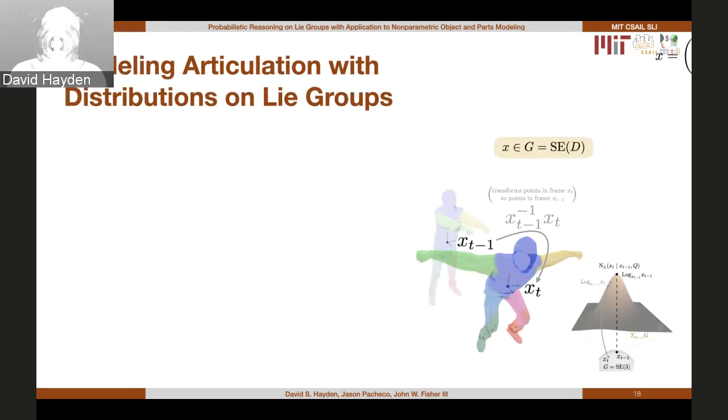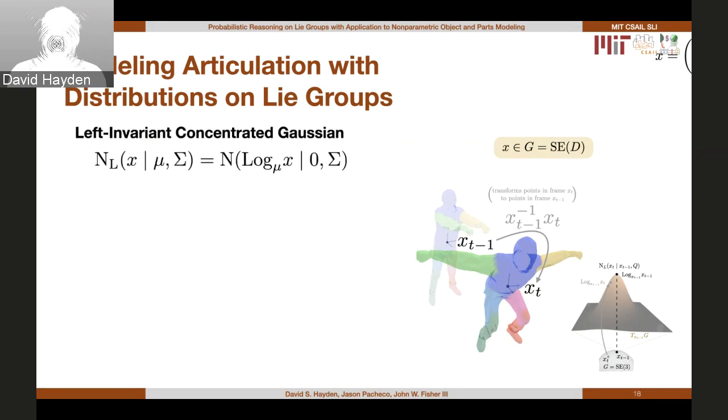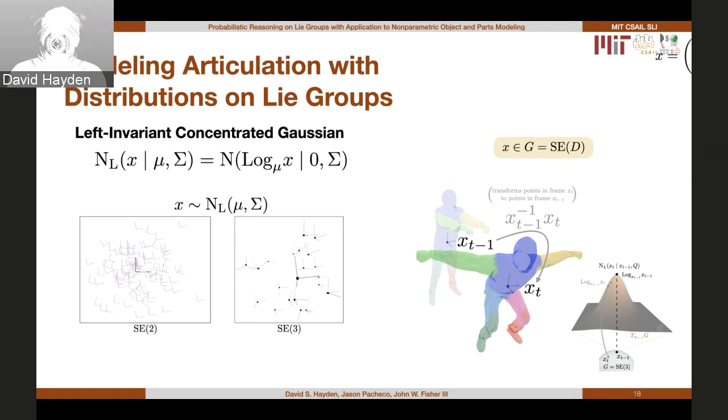So in particular, the Lie group that we care about, we signify as this capital G, and elements of capital G_X specifically belong to either SE2 or SE3, depending on whether our observation model is 2D or 3D. We're going to define this left invariant concentrated Gaussian, which is effectively a Gaussian distribution with support on this Lie group, this space of rotations and translations. And that distribution is going to have draws that look like these frames of reference in 2D on the left and 3D on the right here, which also act as transformations from one coordinate system to another.